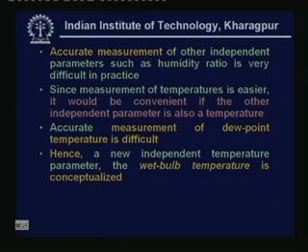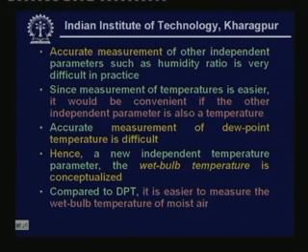Okay. Because of this difficulty, that means because of the difficulty of measuring other properties such as the humidity ratio or relative humidity or dew point temperature, people have come out with a new concept of wet bulb temperature. Okay. So, this concept is very useful because we shall see that measurement of wet bulb temperature is relatively easy compared to dew point temperature. Okay. So, as I said, it is easier to measure the wet bulb temperature of moist air.